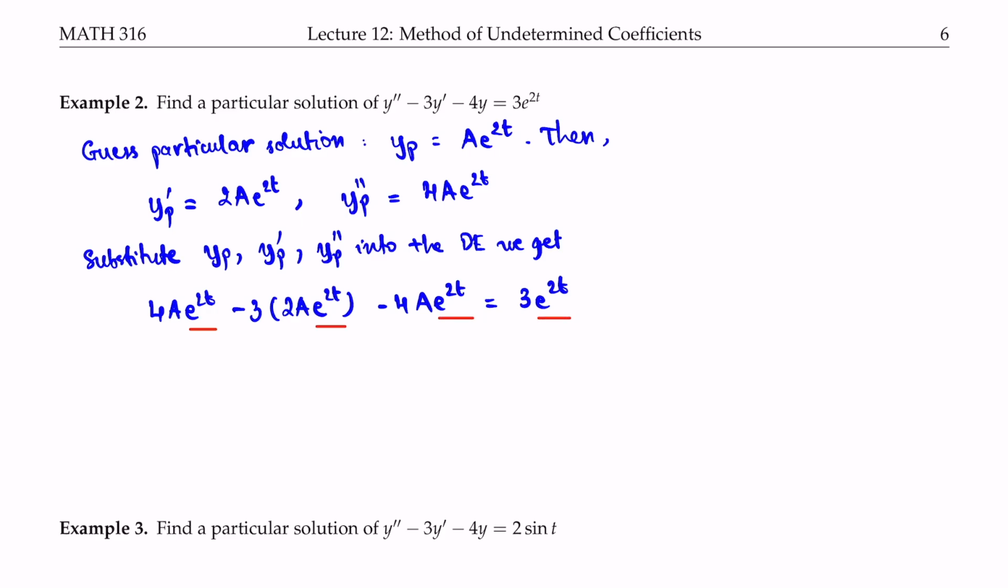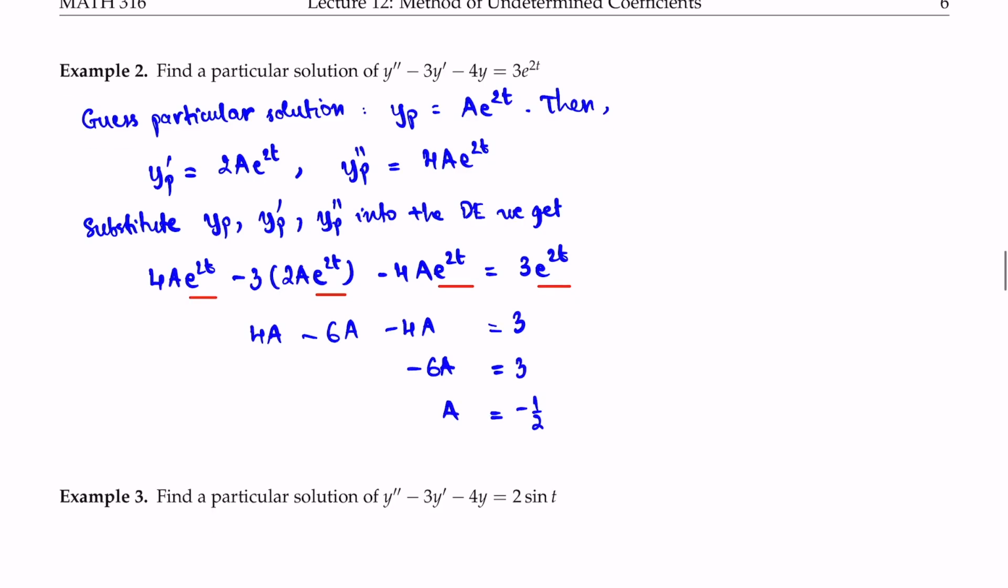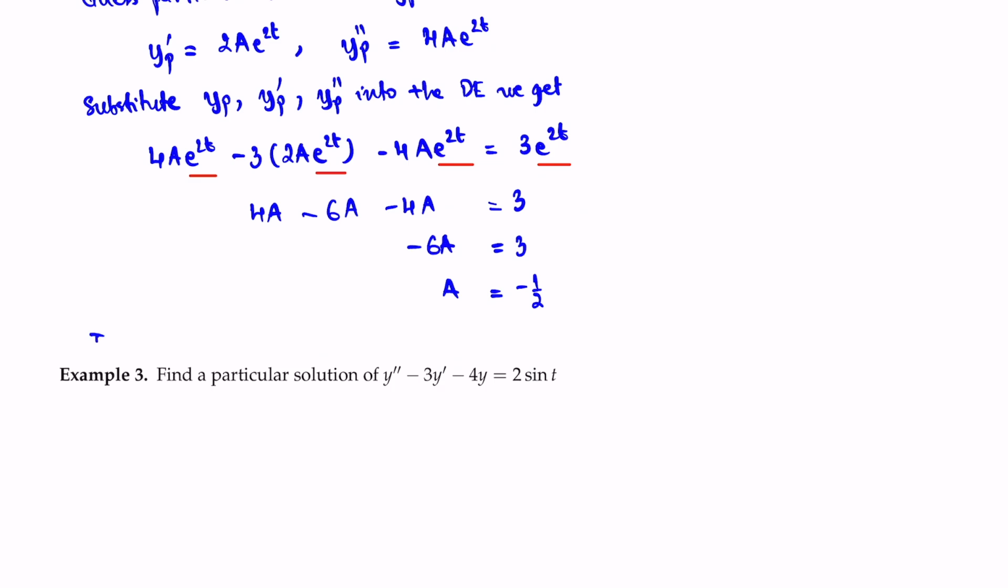So therefore you can divide both sides by e to the 2t and get rid of it. Then you're left with only the undetermined coefficient A. So here you have 4A minus 6A minus 4A equal to 3. That is negative 6A equal to 3, or A is equal to negative 1/2. Therefore, the particular solution is y sub p equal to negative 1/2 times e to the 2t.